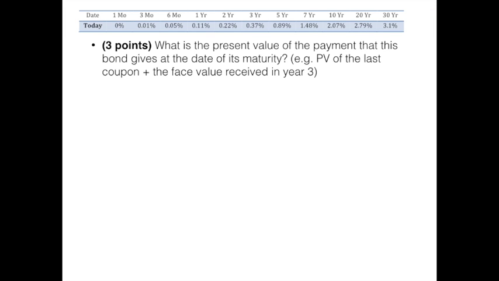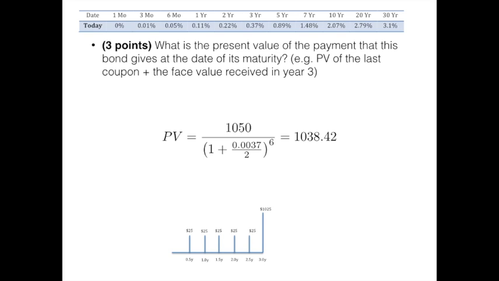Next, what is the present value of the payment that this bond gives at the date of its maturity? At the date of its maturity, this bond pays the face value plus the last coupon. You have to discount it with the appropriate rate. What is the rate? Well, the 3-year rate is 0.37. But this rate is nominal annual with semi-annual compounding, which means that you get half of it every 6 months, and therefore we have to divide it by 2 and put to the power of 6, because there are 6 6-month periods within 3 years.